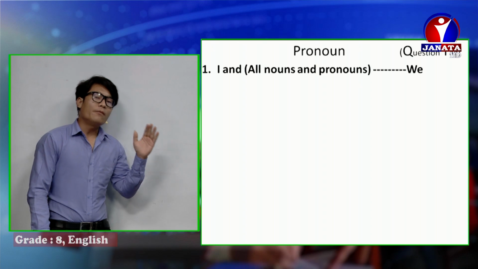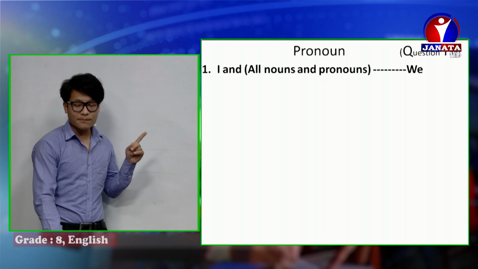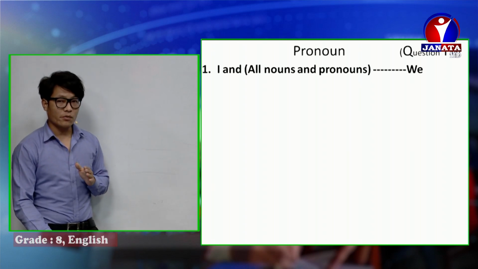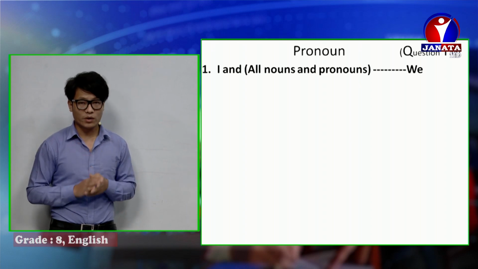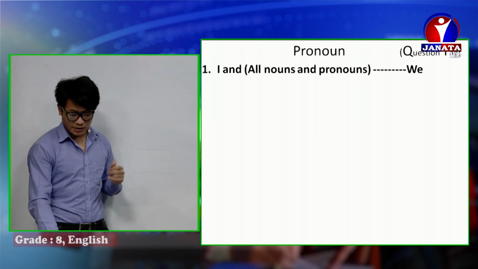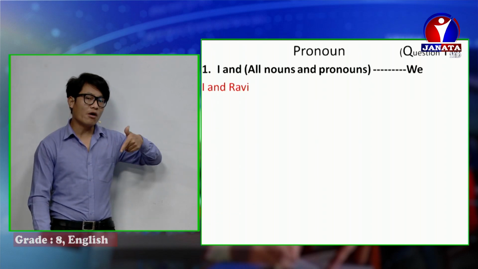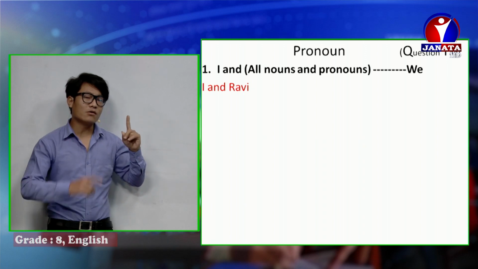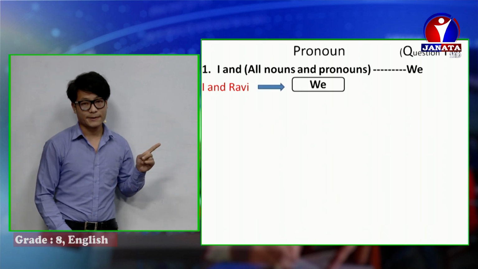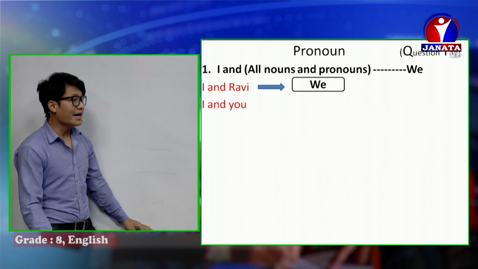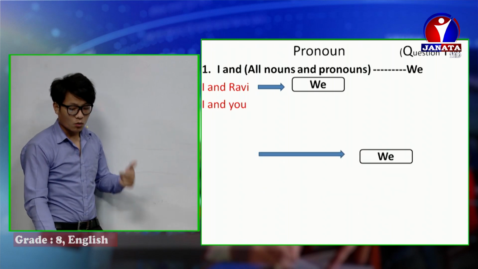I and all pronouns and nouns become the pronoun we. Listen very well. I and all nouns and all pronouns become we pronoun. Let's have an example. You can see this side. I and Robbie. So here I is a pronoun and Robbie is a noun. So I and Robbie's pronoun is we. Next is I and you. I and you, its pronoun is we.